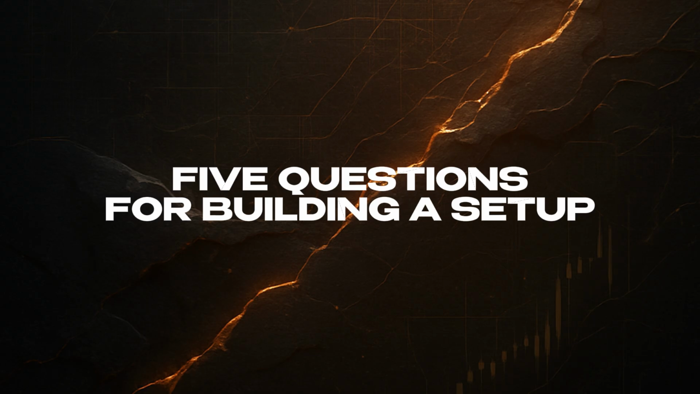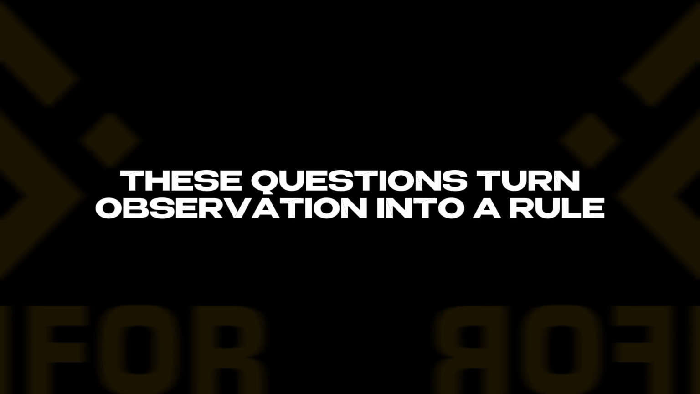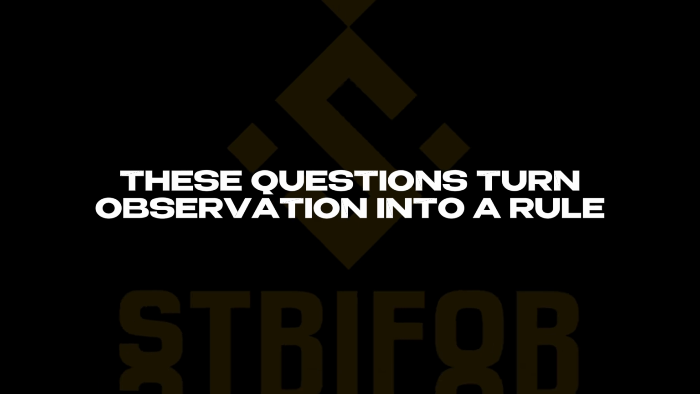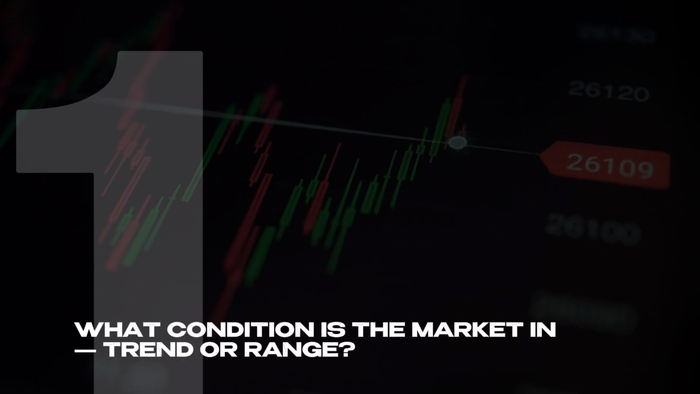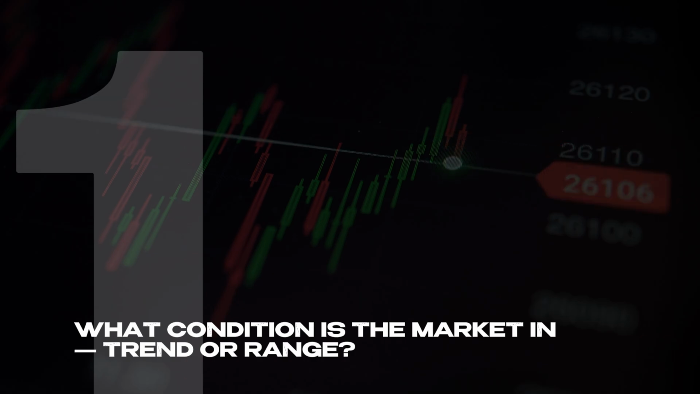5 questions for building a setup. To create your first setup, answer 5 questions. These questions turn observation into a rule. Question 1. What condition is the market in? Trend or range? This is the basic filter. If your model is trend-based but the market is ranging, the setup won't work.